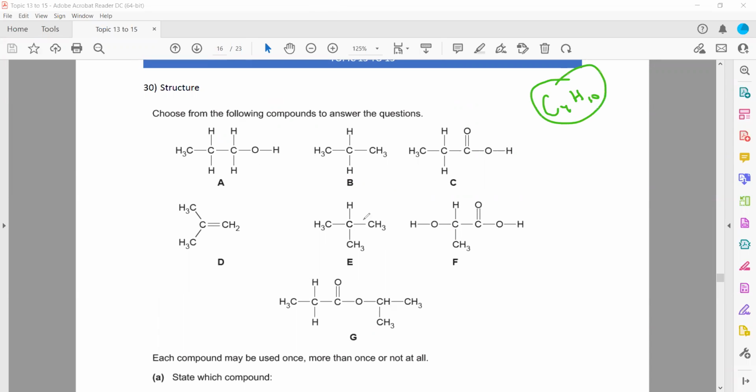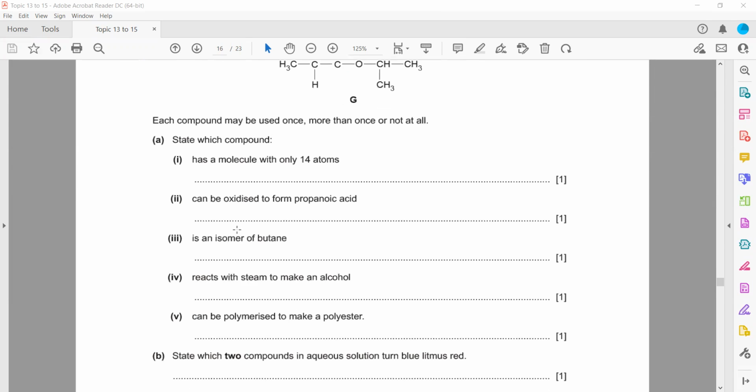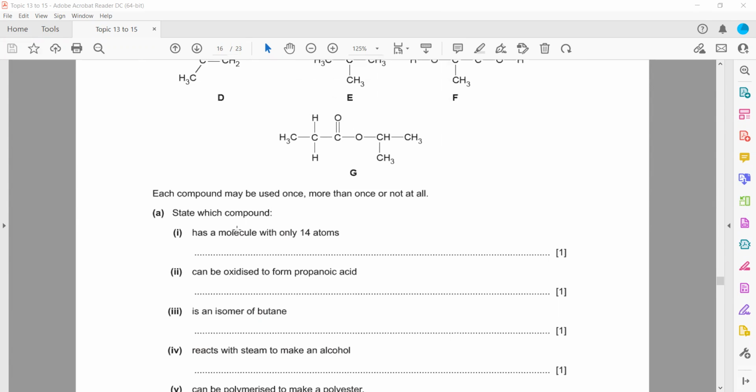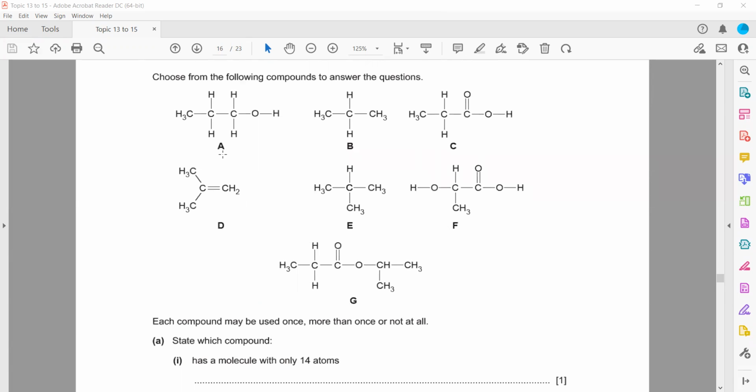So which is the isomer of butane? We already counted. This contains 4 carbon and 10 hydrogen. So E is an isomer of butane, because it contains 4 carbon and 10 hydrogen, but they have a different structure. This one is a straight chain and one is a branched. And reacts with steam to make alcohol. So an alkene reacts with steam to produce alcohol.